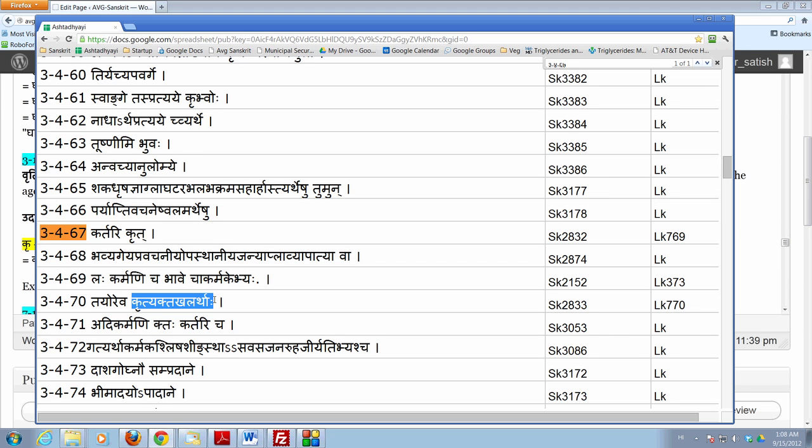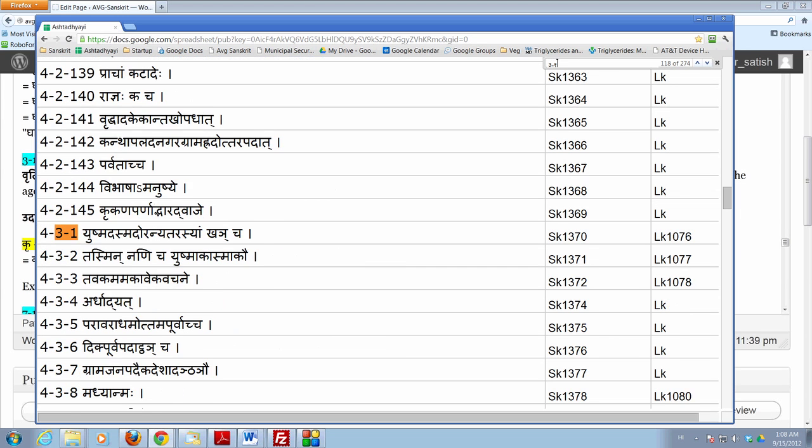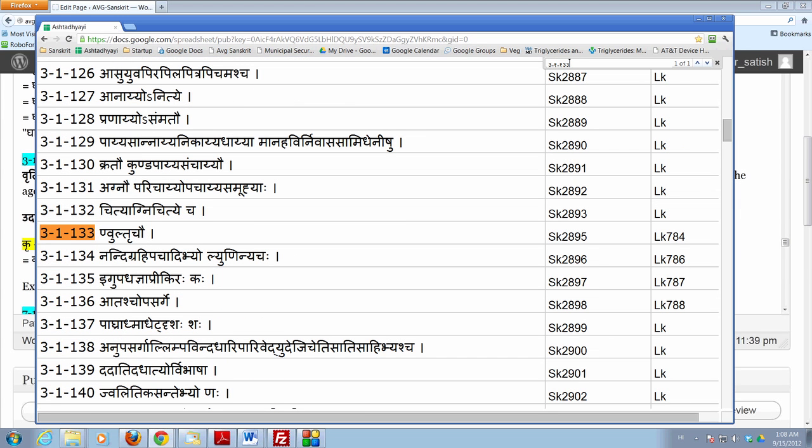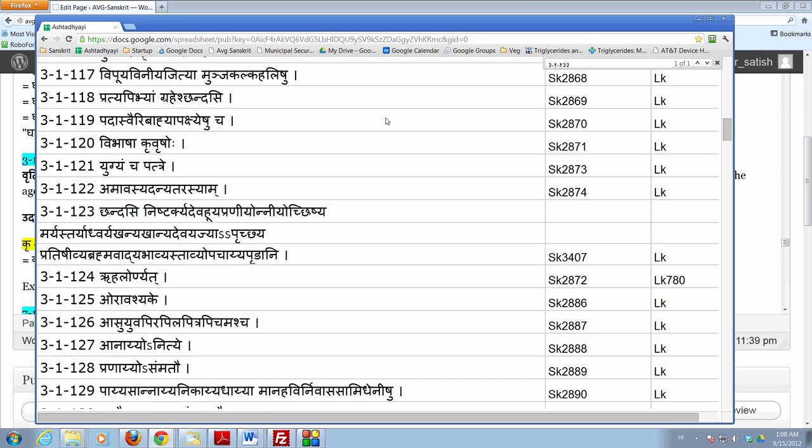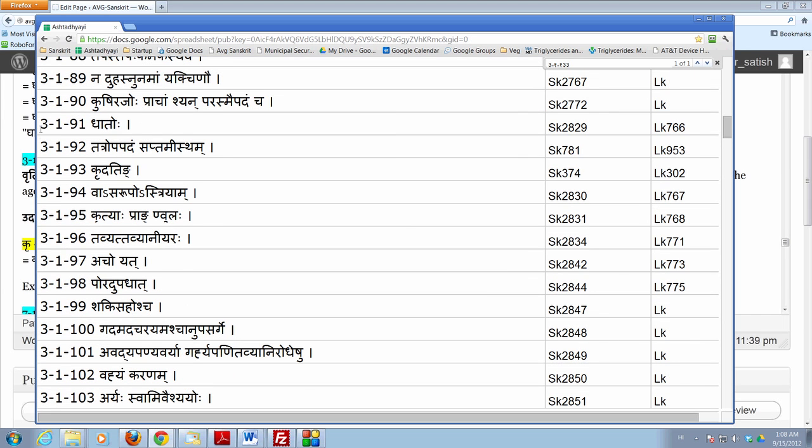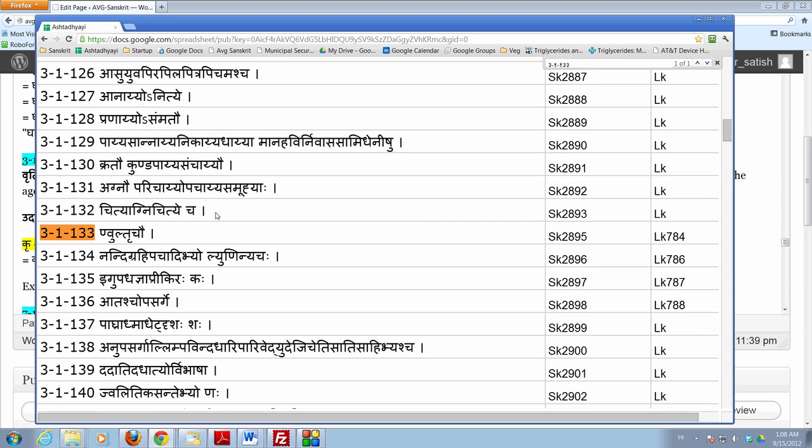So this first sutram which we are going to study is Nul Trichau, 3.1.133. The sutram simply specifies two affixes, Nul and Trich. Nul Trichau is Prathama Dvivachanam. And a reminder for us that we are in the Adhikara of Dhatoho, which starts from 3.1.91. So the sutram simply means that these two affixes, Nul and Trich, may be used after a verbal root, and we know by Kartari Krit that they are to be used in the active sense, in the sense of the agent of the action.